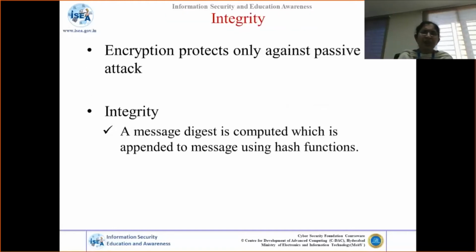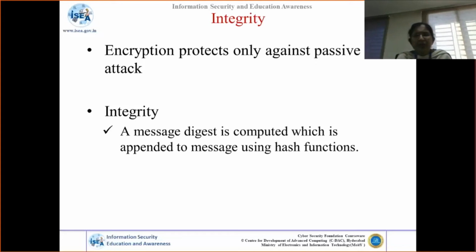Coming to the next one, we have the other requirement, something called integrity. I send something, but it is not received intact. It is modified over the wire. How do I make sure that the receiver knows that it is not intact and was modified by someone? There should be a mechanism where we should be able to prove whether it is intact or not.